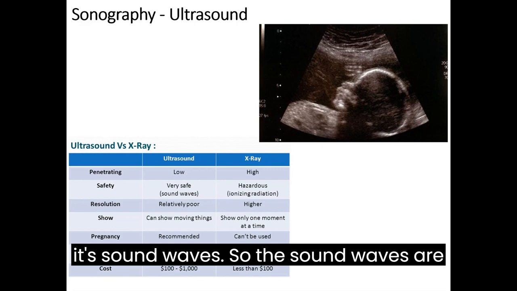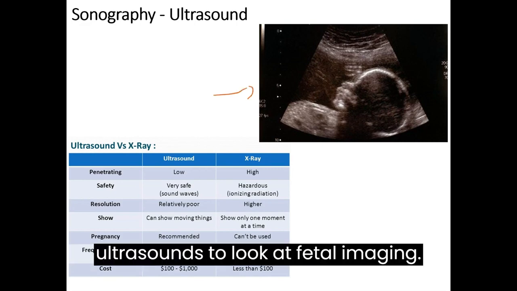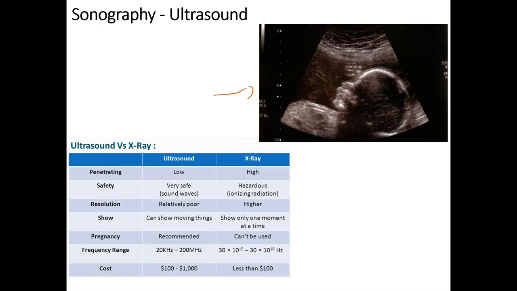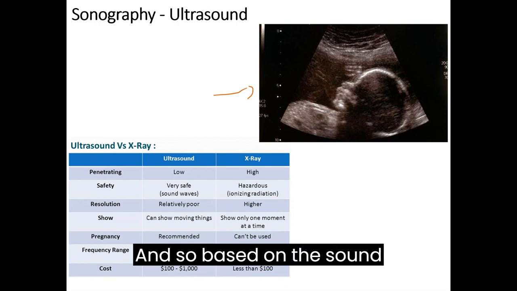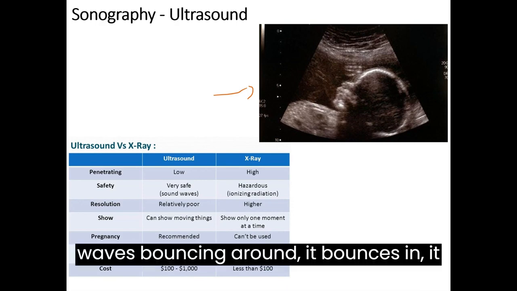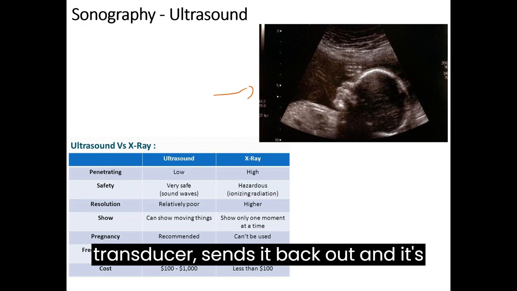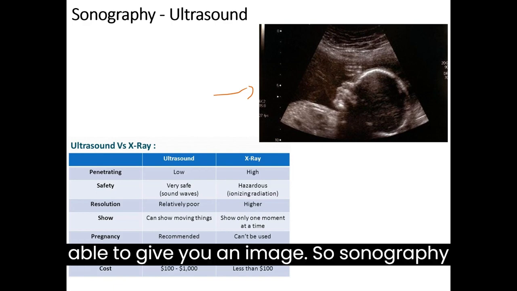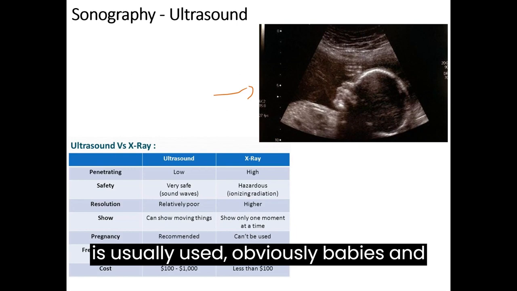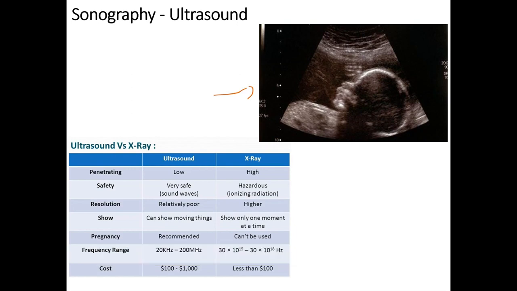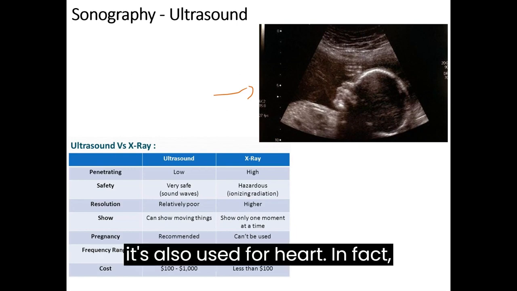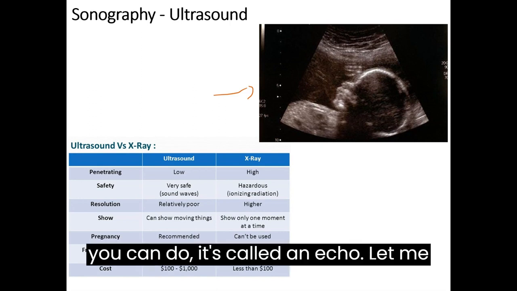So obviously we use ultrasounds to look at fetal imaging. Based on the sound waves bouncing around, the transducer sends it back out, and it's able to give you an image. So sonography is usually used, obviously, for babies, and it's also used for the heart. In fact, it's called an echo.